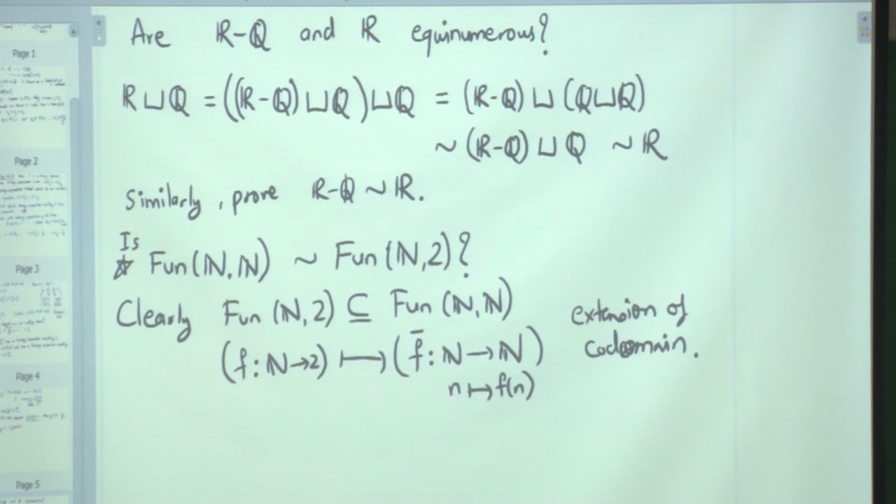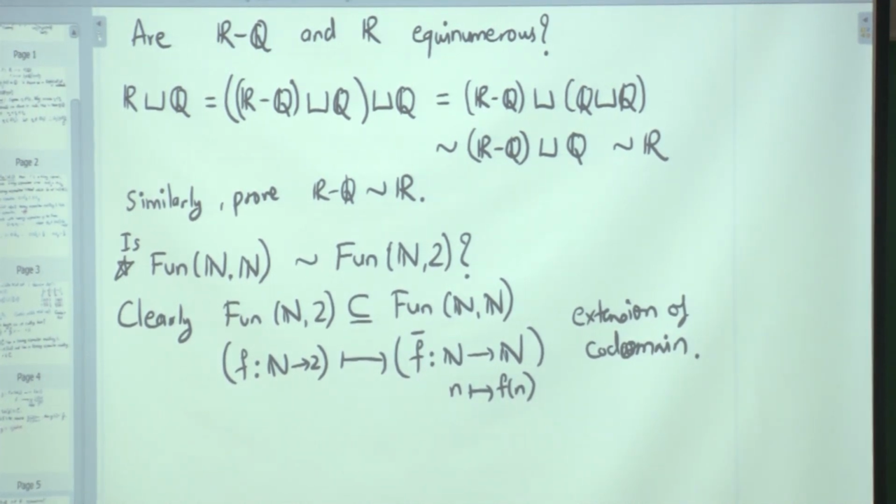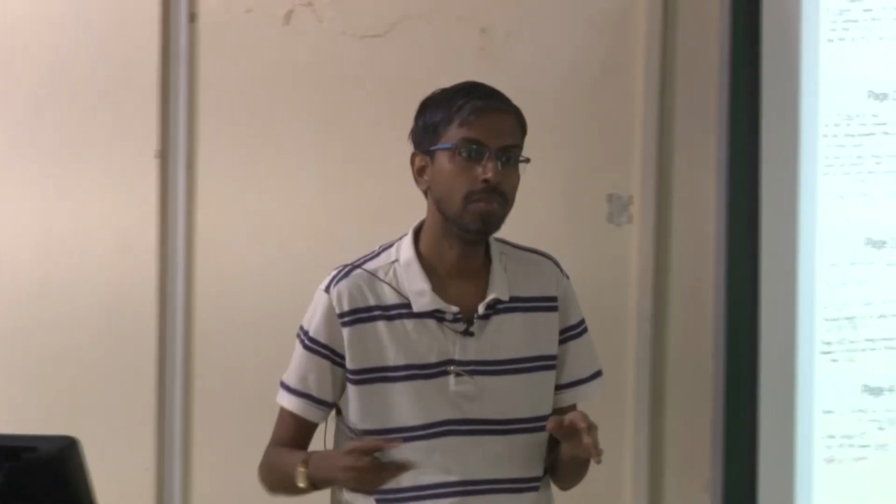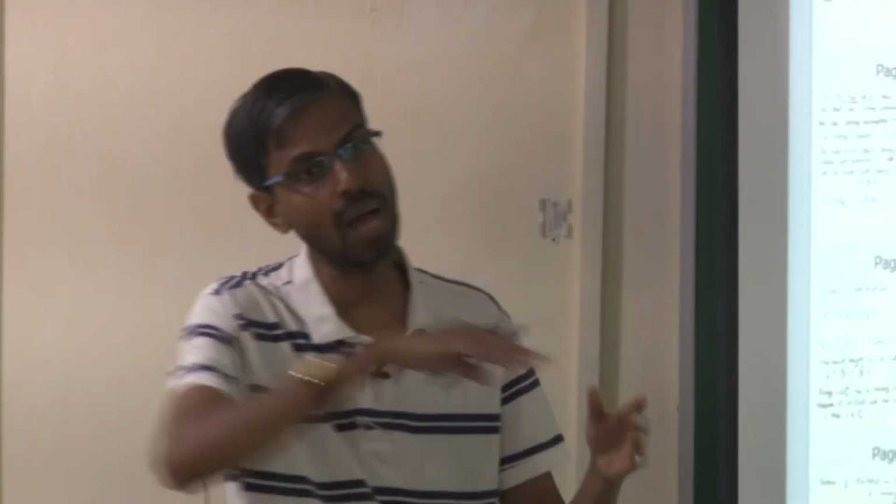Okay. So clearly one side you have, now you have to show the other side, that functions from n to n have to map inside functions from n to 2 in an injective fashion. Clearly this is a subset. By extension of codomain, this is a subset, which means there is an inclusion between them. So now we just need to know the other part.